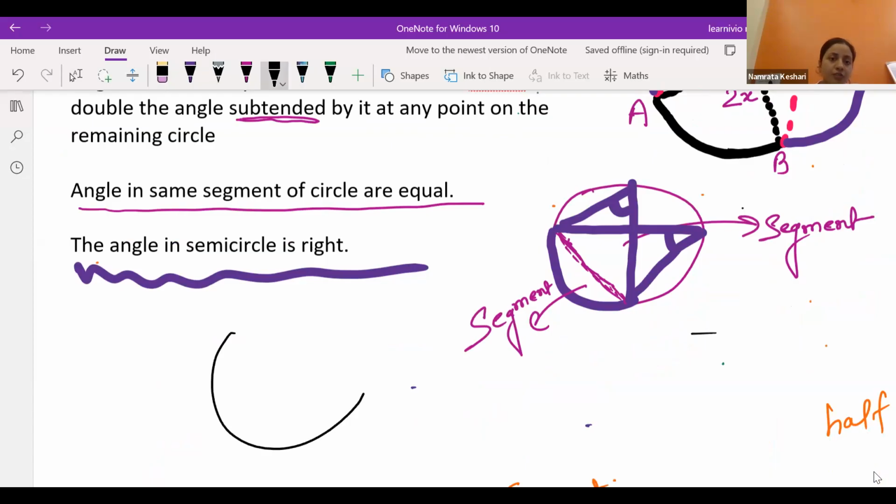If we have a circle and there is a diameter like this, you can see the upper part is a semicircle, the downward part is again a semicircle.